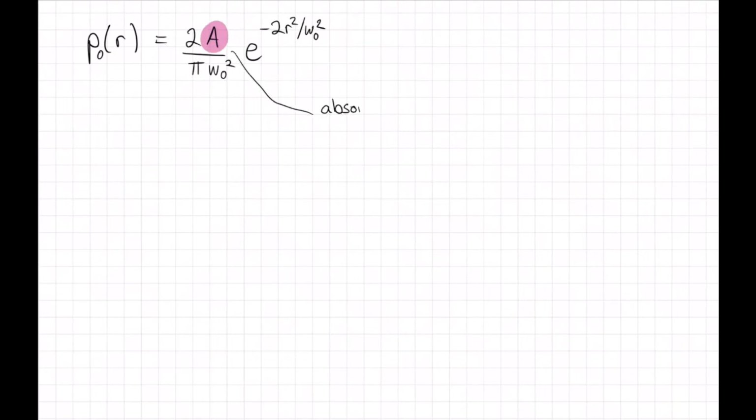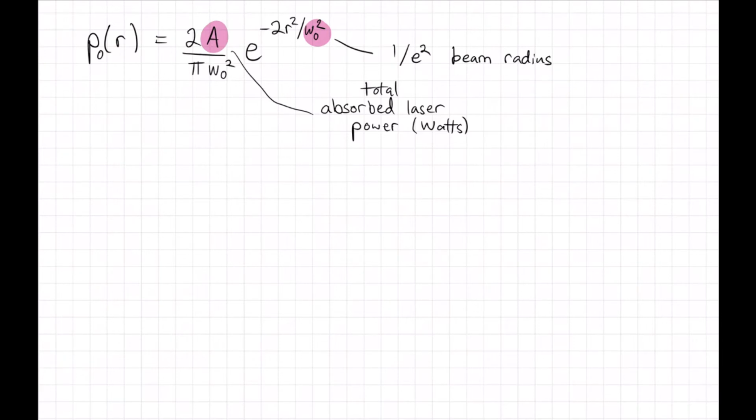If you normalize them in the correct way, then they show up as I've shown them here, where the total absorbed laser power appears as a prefactor that I'm calling A out in front of the pump spatial profile. And inside the actual Gaussian, there's a denominator term that characterizes how wide the laser beam is, and that's called the 1 over e squared beam radius.